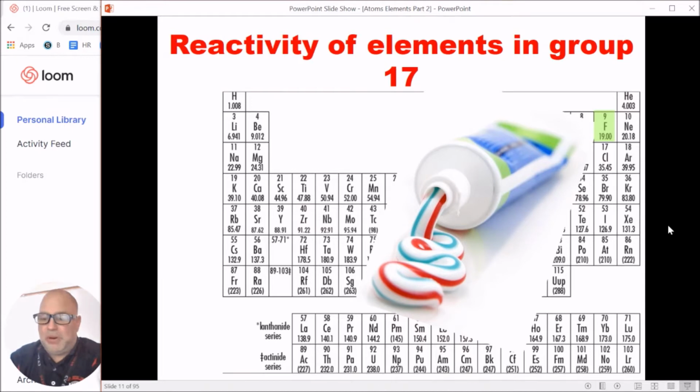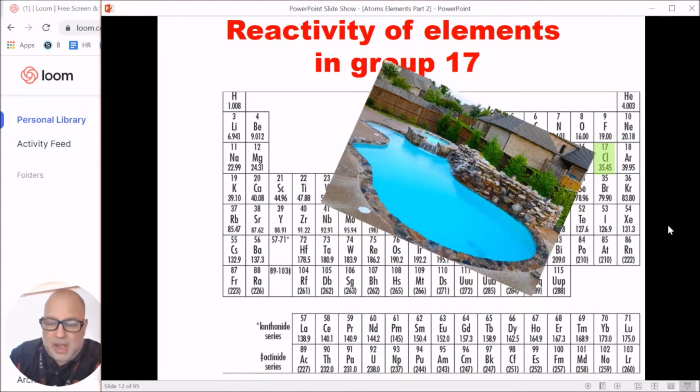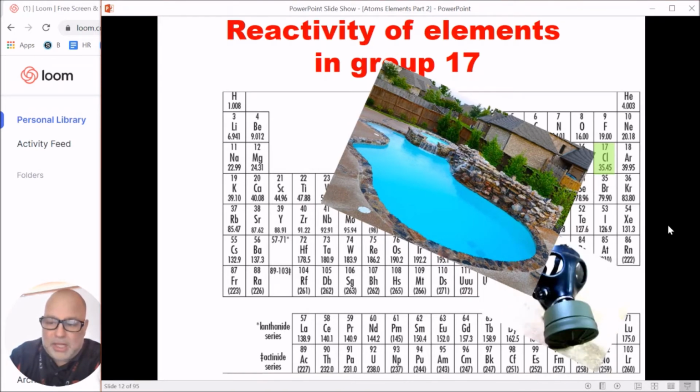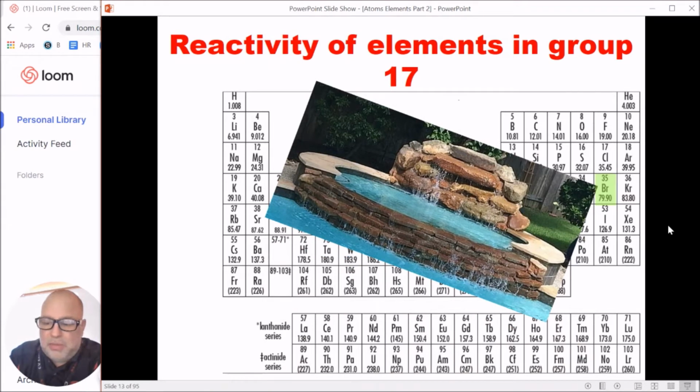I mentioned it's super reactive. It's also in your toothpaste, right? Fluorine is highly poisonous, but it's there trying to kill all those germs. How about this? Chlorine, helping to kill germs in your pool and hot tub, right? Same thing with bromine, right? Kills germs in pools and hot tubs.